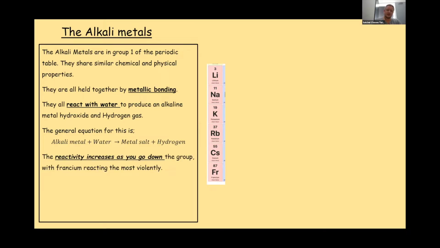Now the key thing here is the reactivity increases as you go down the group. Lithium reacts the least violently, francium reacts the most violently. They contain from the top to the bottom, the elements lithium, sodium, potassium, rubidium, cesium, and francium.